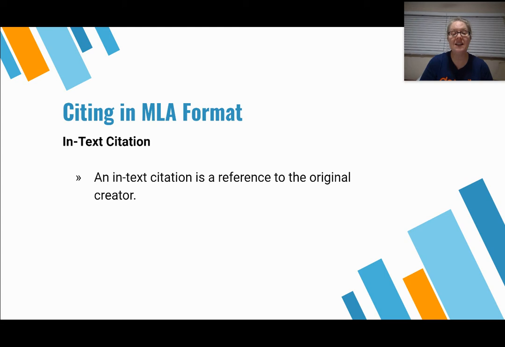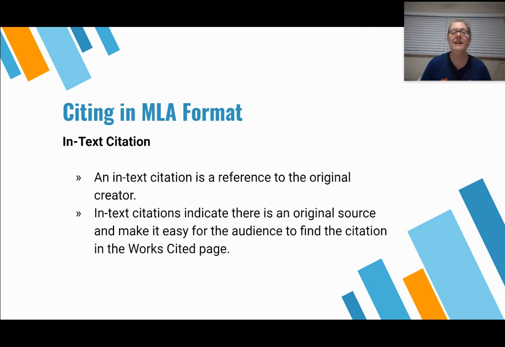An in-text citation is a reference to the original writer, the original creator. And in-text citations tell the reader, hey, that person quoted somebody, and I can find the original document if I look up information. So I can find Dr. Martin Luther King Jr.'s I Have a Dream speech if I go to the works cited page and see who wrote it, what date it was, et cetera, et cetera.